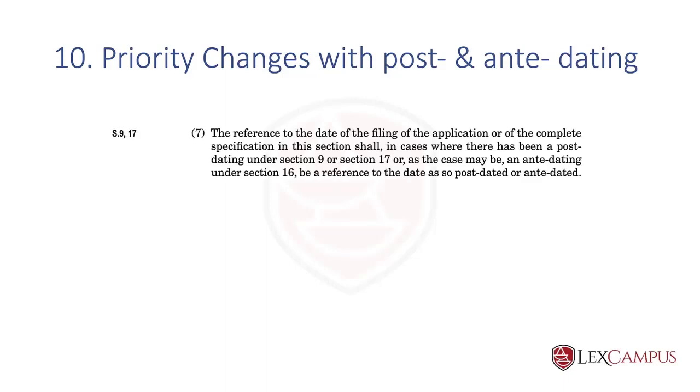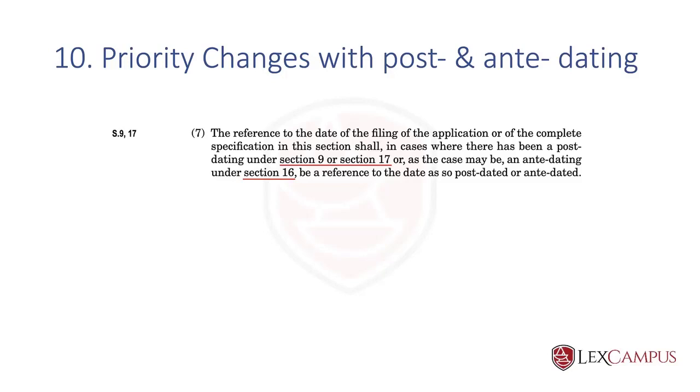So you find that in subsection 7, the reference to the date of filing of application of a complete specification in this section, in cases where there has been post-dating under 9 and section 17. Section 9 we have already seen, post-dating is when you cancel a provisional. Section 17 we'll be looking at; that's the only thing that remains when we cover section 17, as the case may be. Or antedating under 16. Antedating is divisional. Divisional is, the child always takes the priority of the parent. So that is antedating. Though the child is filed later, it claims the priority of the parent.